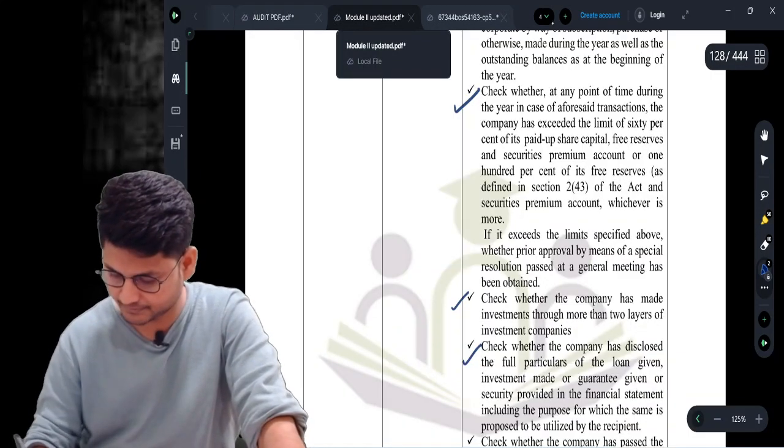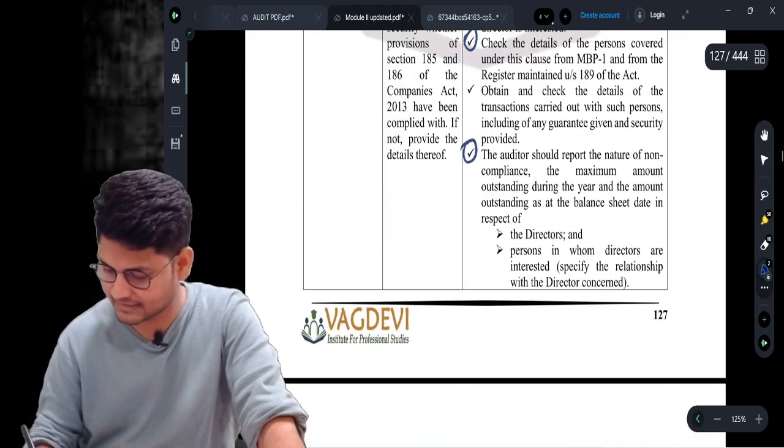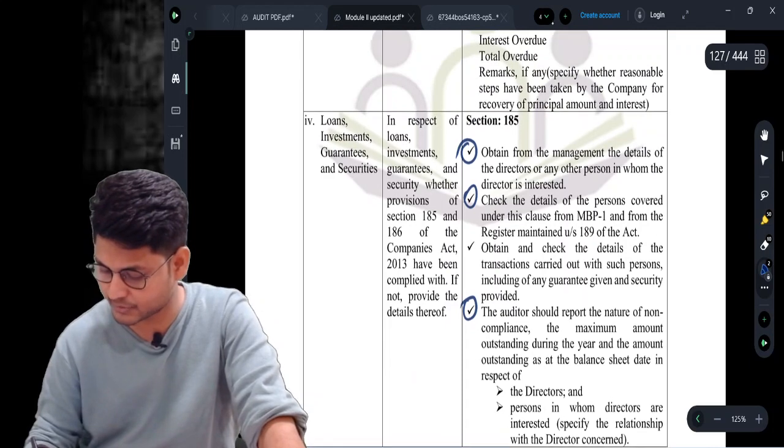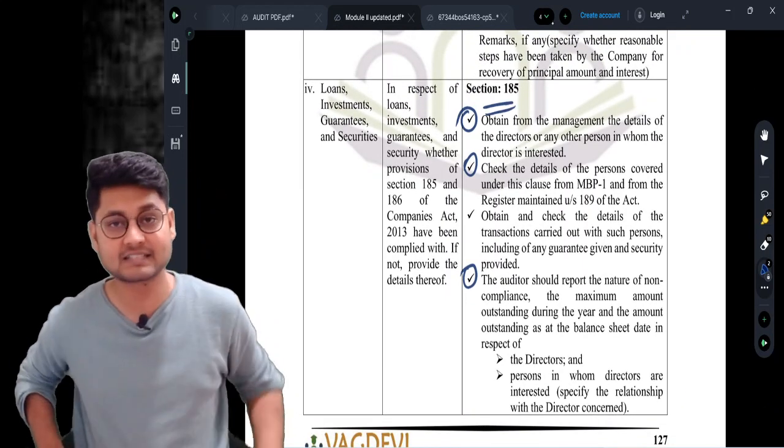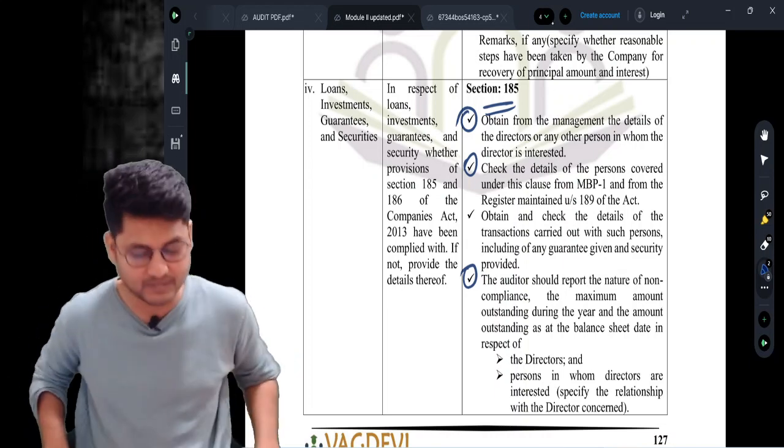Now there are some highlighted points here. I just want to let you know. Done. So under section number 185, keep the side heading section number 185 and write the first point.